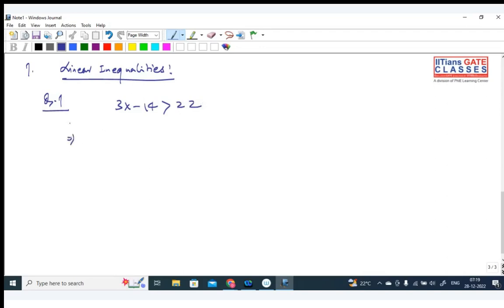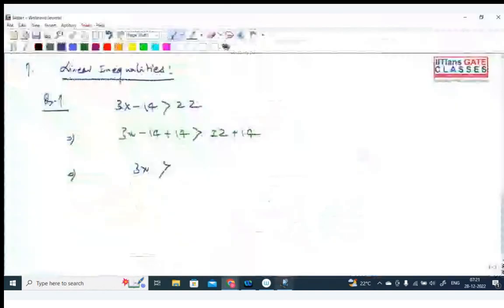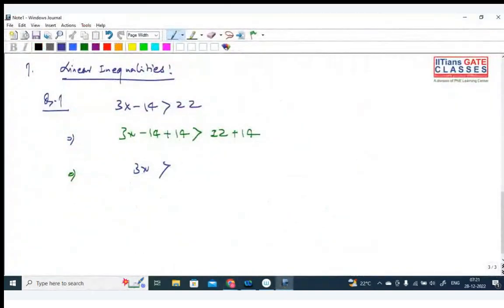Okay, so there are various methods. What you can do here is add 14 to both sides. So here I'm adding 14, here I'm adding 14. It means that you are taking this minus 14 to the other side. So this gets cancelled, and this is 3x. So 3x is equal to what? That is going to be 36, right? Now you can divide by 3, both sides. I'm just dividing by a positive number, positive 3. It is going to be x is greater than 12, right?